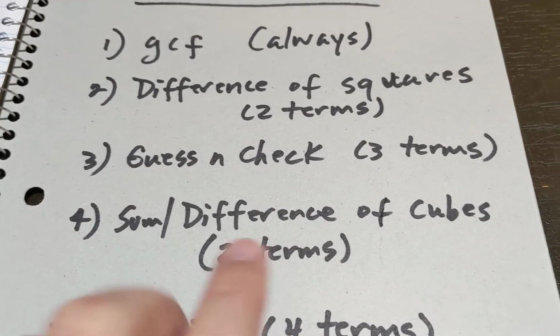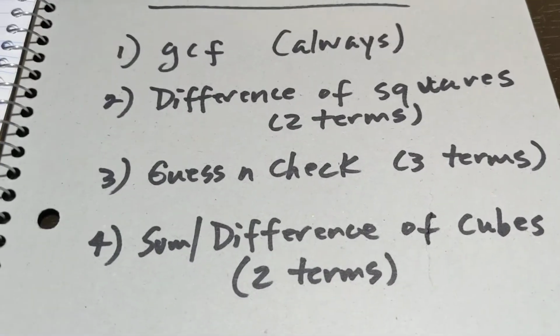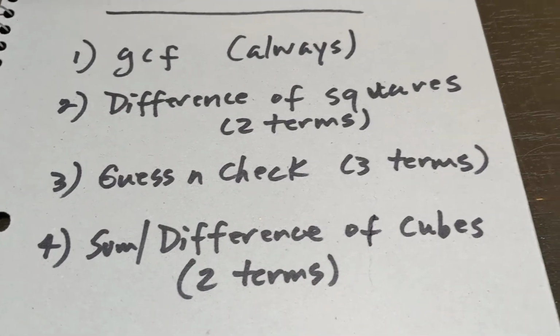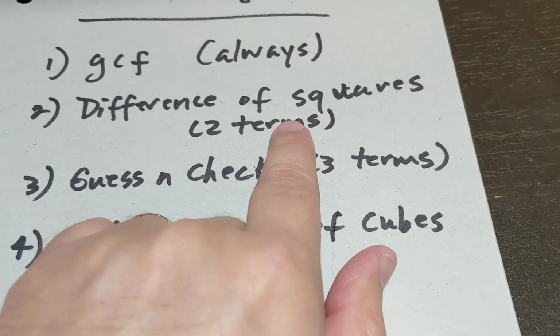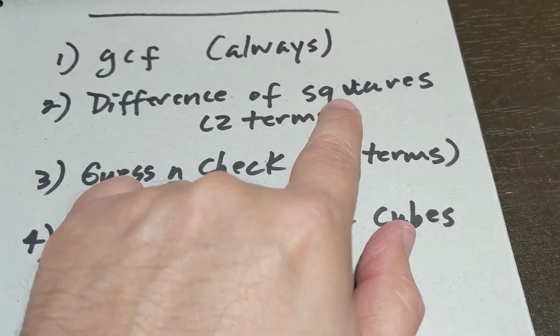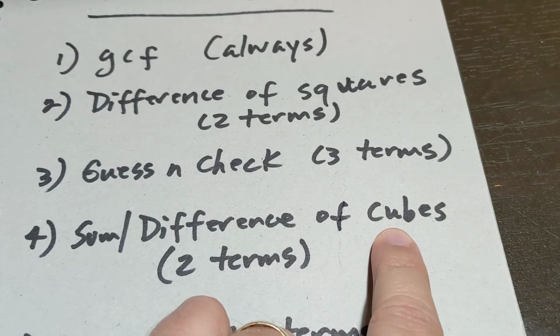This will have two terms. It could be a sum or a difference. It can be addition or subtraction. And both of the terms have to be perfect cubes. So it's similar to this, but the difference is it's not perfect squares, it's perfect cubes that you're looking for.